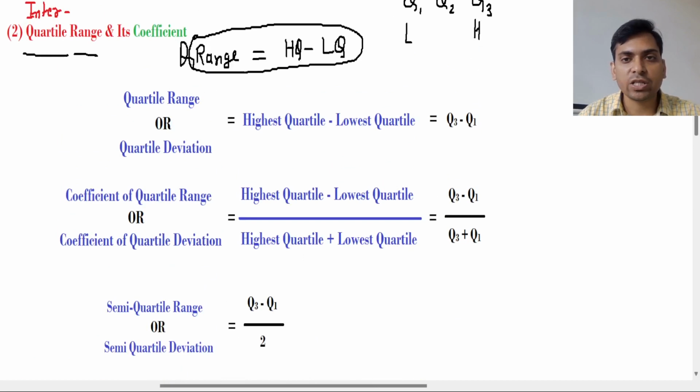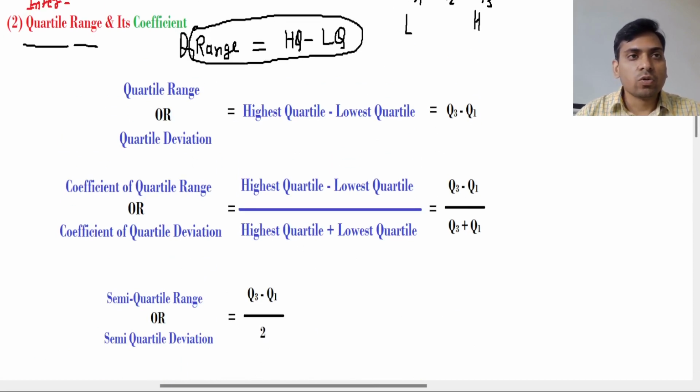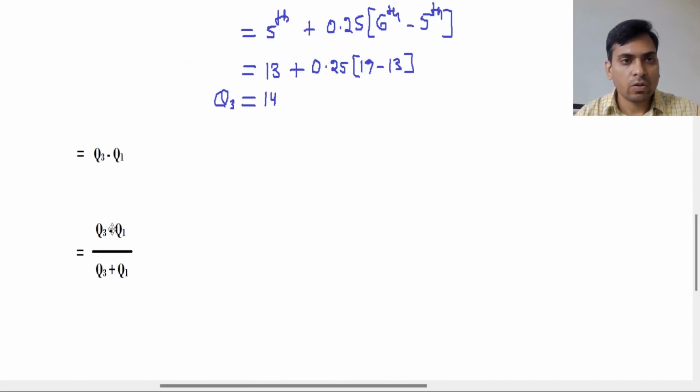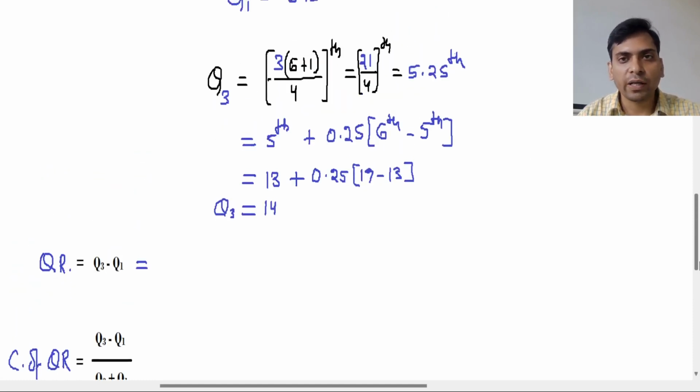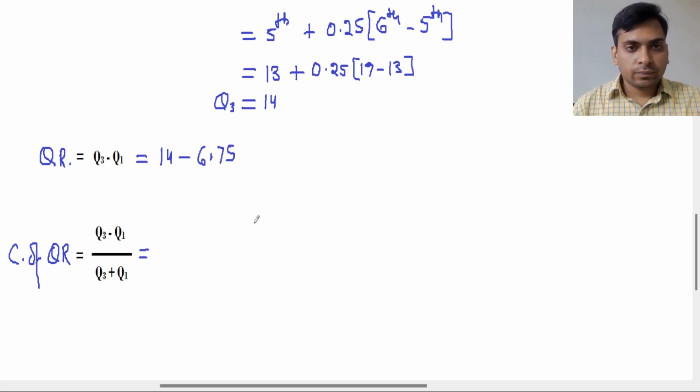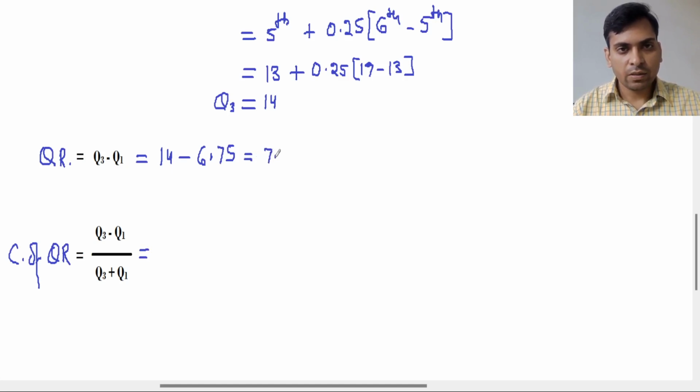But your objective is the quartile range and its coefficient, so we will use these two formulae for quartile range and coefficient. The first is QR, quartile range, and this is the coefficient of quartile range. Now Q3 equals 14 and Q1 equals 6.75. So this is 14 minus 6.75, which is 7.25.